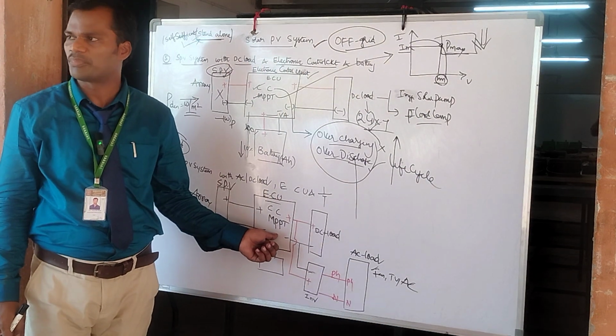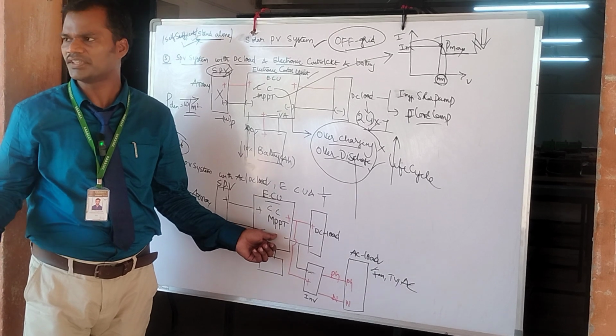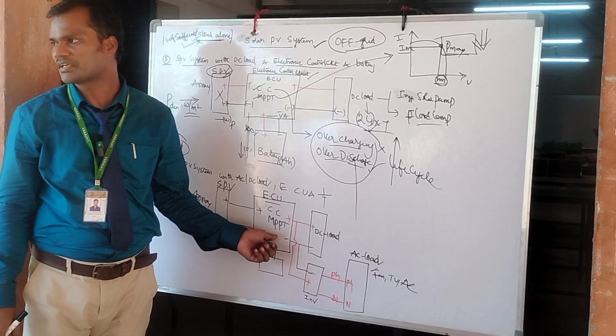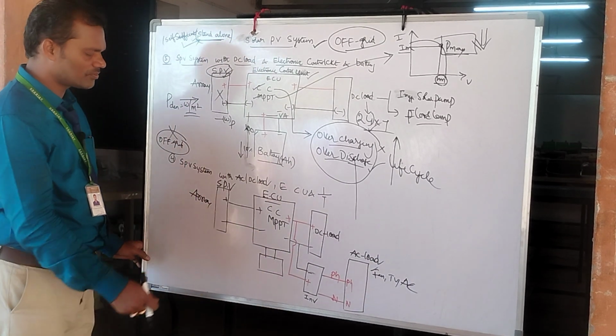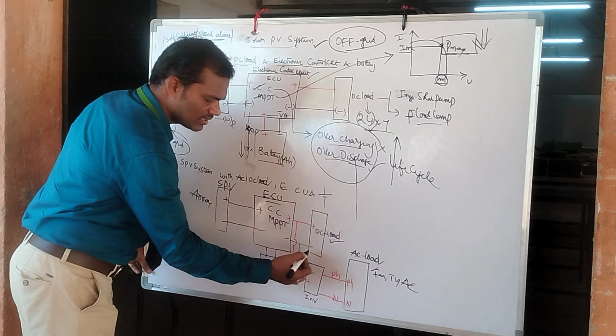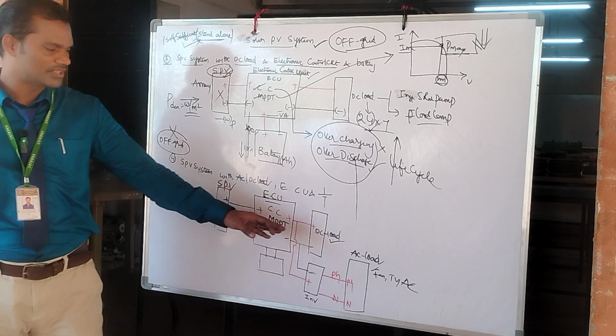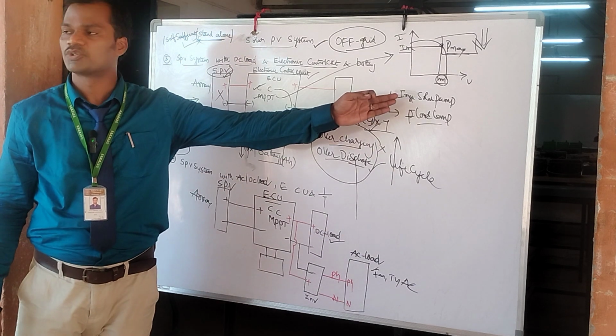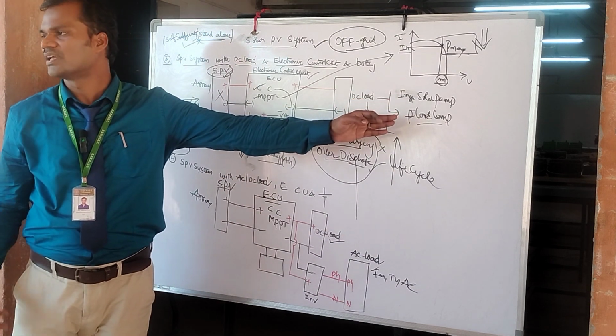So USB directly can connect to the charge controller. I will show you this answer. Okay, so here we are going to have this solar PV system with AC load as well as with DC load. So in this, you can connect the DC load as well as you can connect your AC load. So this is called an electronic control unit system.